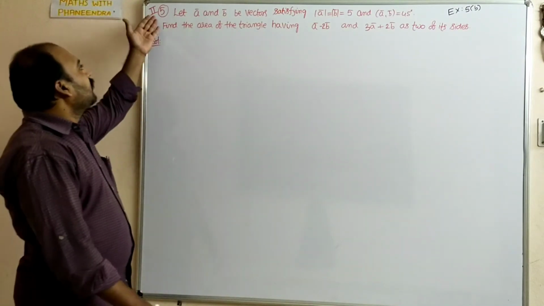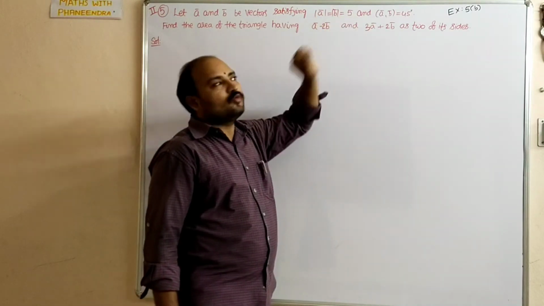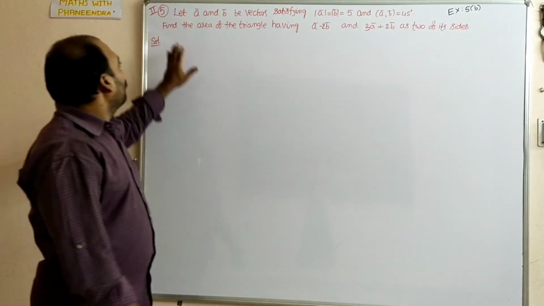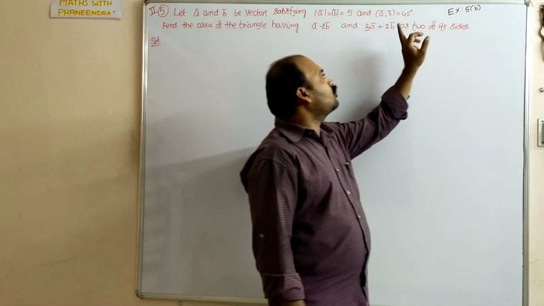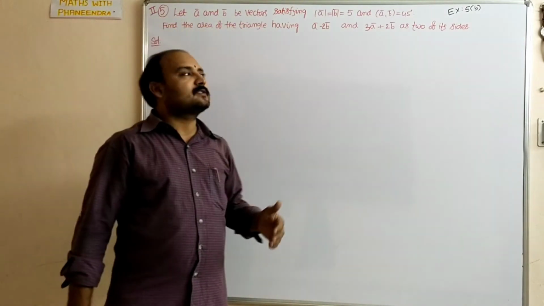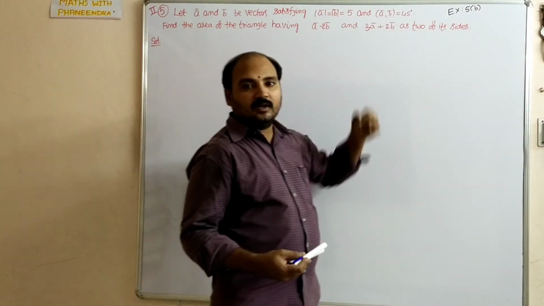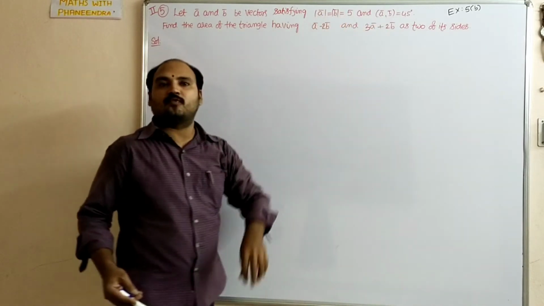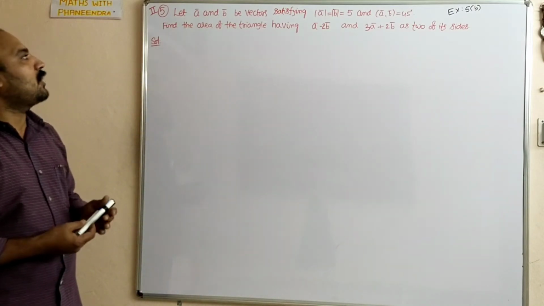The next question. Let A bar and B bar be vectors satisfying mod A bar equal to mod B bar equal to 5 and the angle between A bar and B bar is 45 degrees. Find the area of the triangle having A bar minus 2B bar and 3A bar plus 2B bar as two of its sides. These two are the sides of the triangle, and the angle between A bar and B bar is 45 degrees, with magnitudes equal to 5. Then find the area.